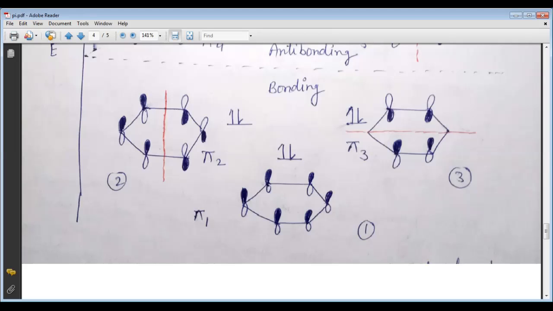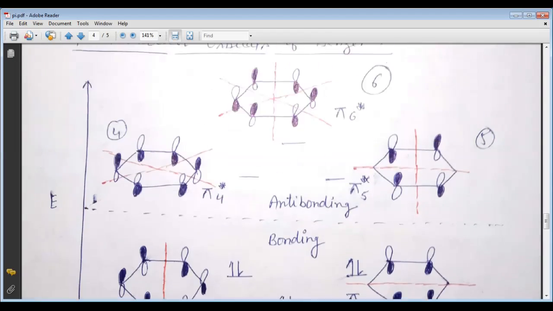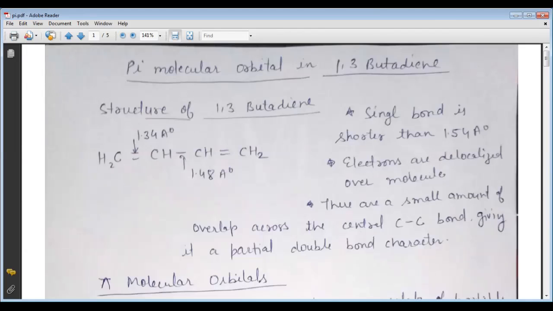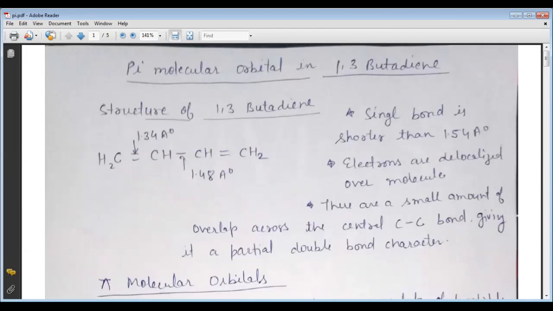So by all these properties and explanations, we can explain the pi molecular orbital in the benzene and the 1,3-butadiene. So you have to prepare the question: pi molecular orbital in benzene and 1,3-butadiene. For any doubt of those, you can contact me.